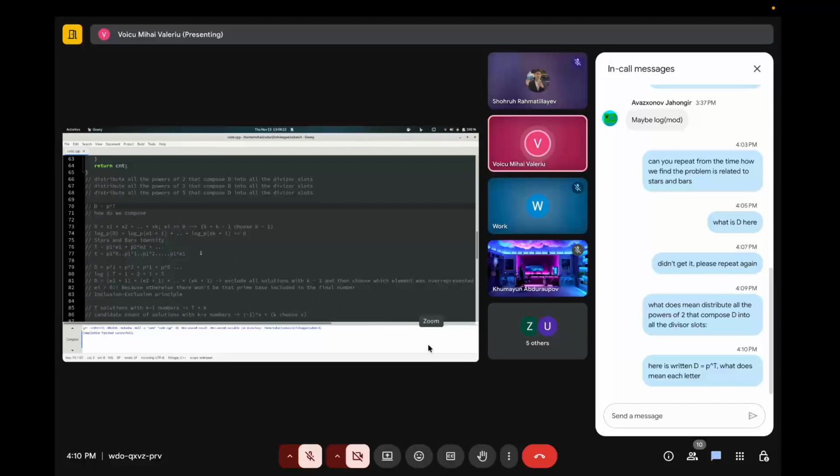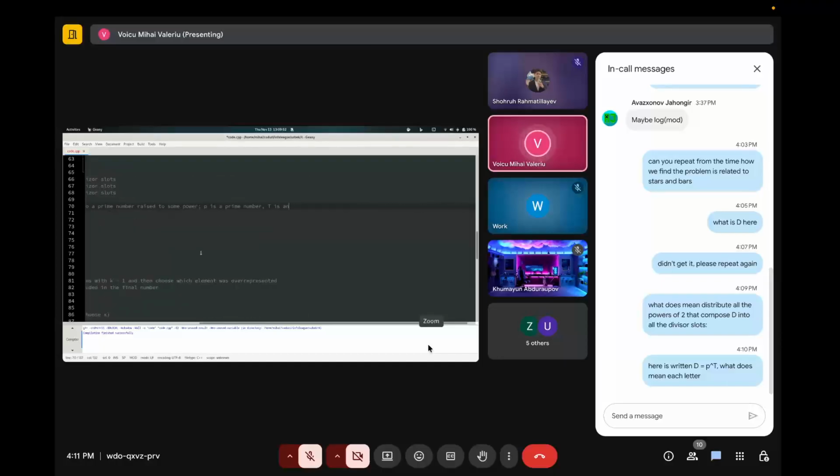So let's assume an easier case for the input, when D is equal to P to the power of T. That is, D is equal to a prime number raised to some power. That's it. So P is a prime number. P is arbitrary.